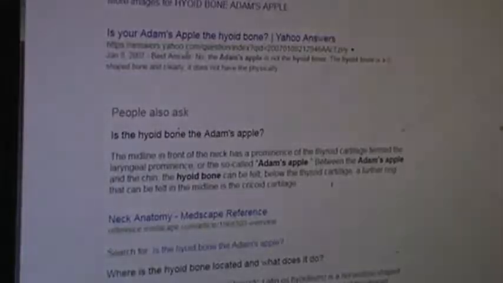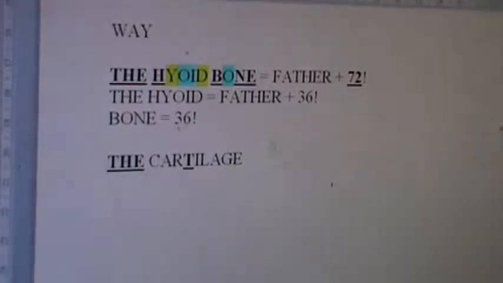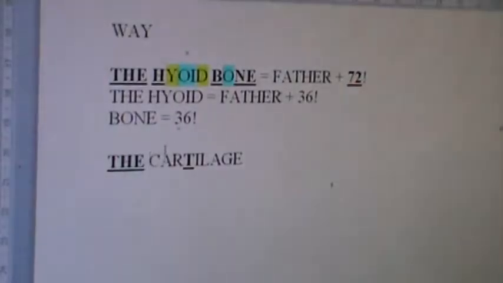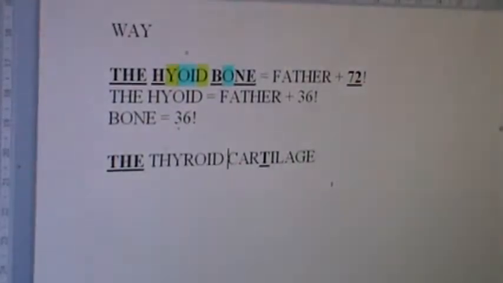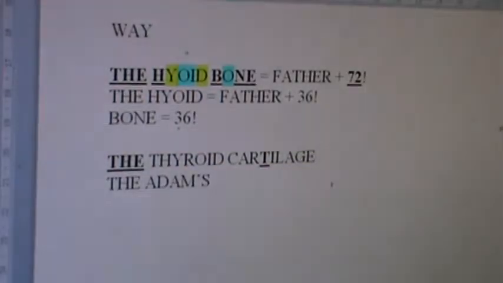Yeah, the thyroid cartilage is the Adam's apple, and the hyoid bone is on top. So we solved a lot of these famous terms for Father. But let's just quickly get the thyroid cartilage in there as a full offset, right next to the Adam's apple.